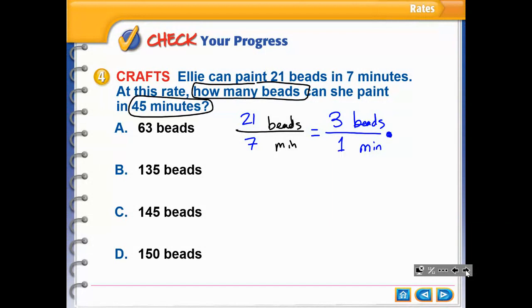Now, question here says 45 minutes. So am I going to put that in the numerator or denominator? If I don't want minutes, then I better make sure minutes crosses off. In other words, we're going to put it up top. Some of you just do this instinctively. Mr. Callan, I get it. 3 beads per minute, 45 minutes. Just multiply 3 times 45, and you will naturally get 135 beads.